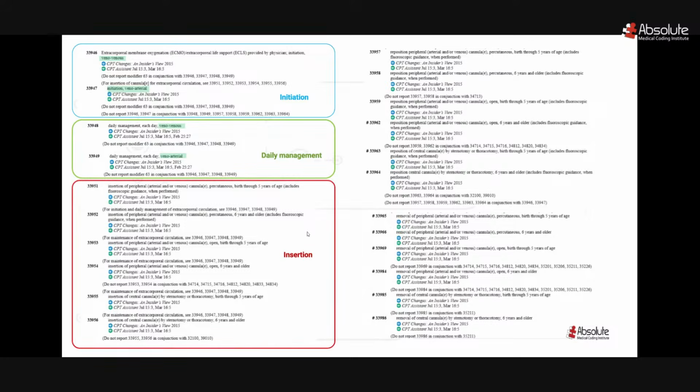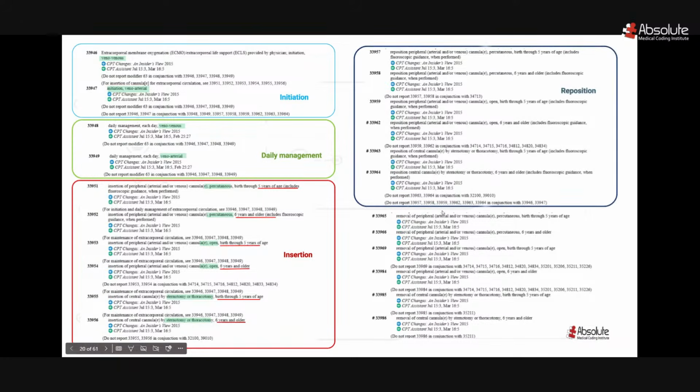And then we have insertion codes. There are a few insertion codes from 33951 to 33956. If you remember, I told you these are classified based on the age as well as approach, right? For the percutaneous approach, you have two codes, one for patients from birth through 5 years of age, and the other for 6 years and older. Again, we have codes for the open approach, classified based on age as well. Then we have codes for the central cannula procedures, which involve sternotomy or thoracotomy. They are also classified based on the patient's age.